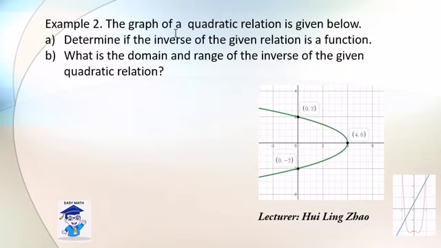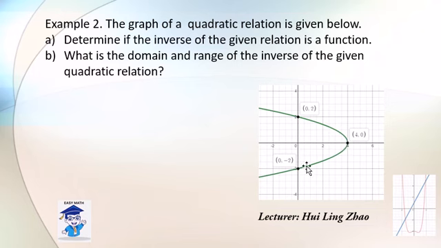Example 2. The graph of the quadratic relation is given below. Number A. Determine if the inverse of the given relation is a function. Number B. What is the domain and range of the inverse of the given quadratic relation? We analyze the graph. We can see the x-intercept is (4, 0).